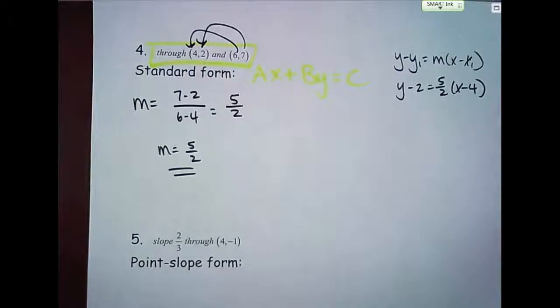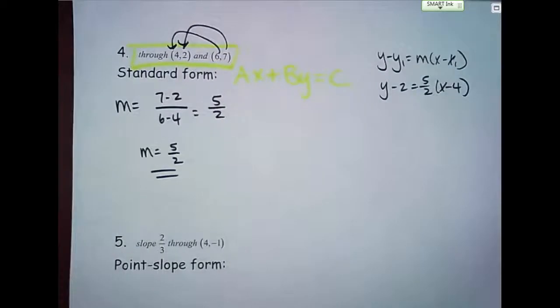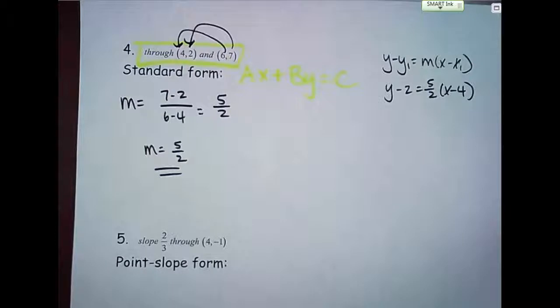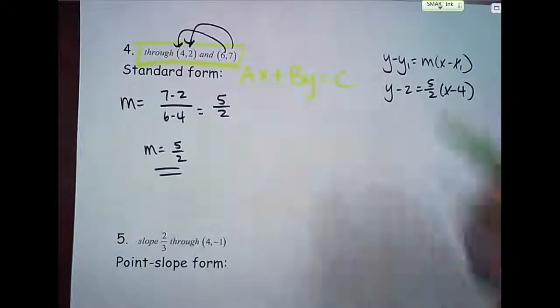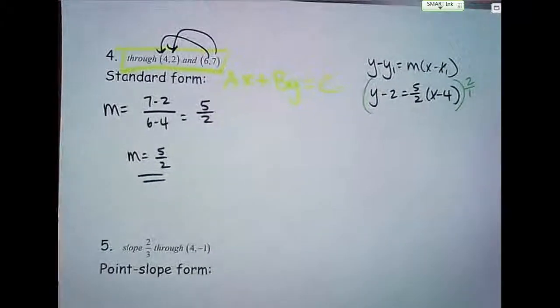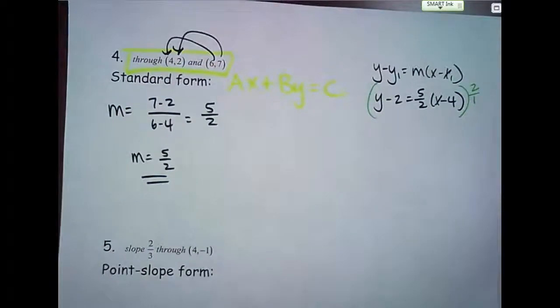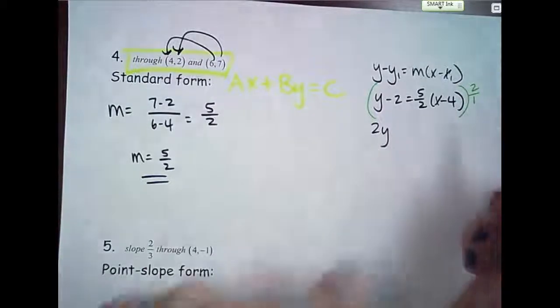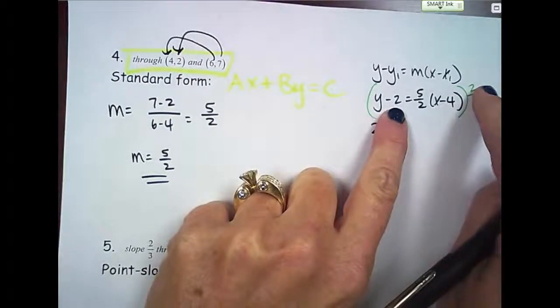You can either distribute the 5 halves, or you can multiply the whole thing by 2. Which one? Do you have any preferences? Okay, you bet. It doesn't matter. You're going to get the same answer. Let's multiply the whole thing by 2 and see if you can remember how to do it accurately. That's the issue you're going to have. Okay, so 2 times y is 2y. That was a tough one. Okay, and then negative 2 times 2 is negative 4.